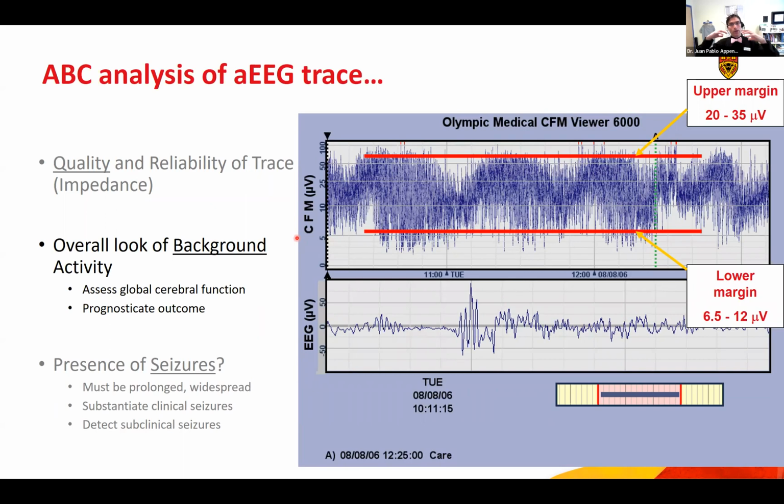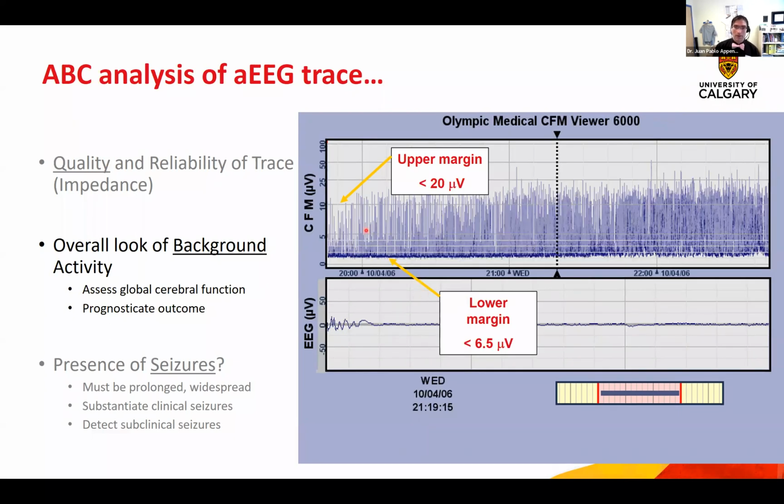Then you look at the background. Now you know, okay, the trace is good quality. Let's look at the background. The lower margin should be above 6.5 microvolts. The upper margin should be above 20 to 35 microvolts. And you have awake and sleep and awake cycling. Very, very nice normal background activity.